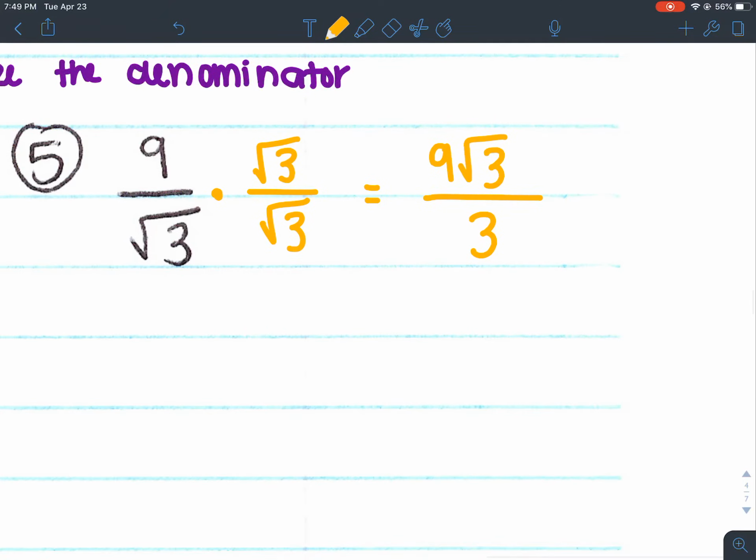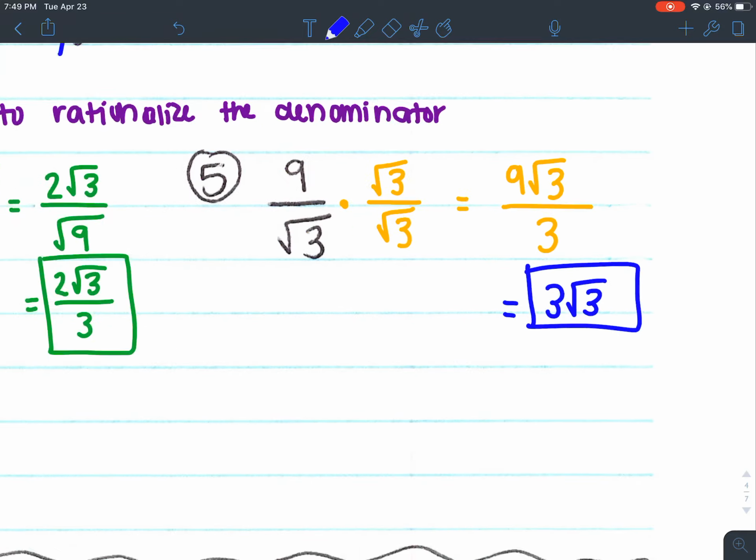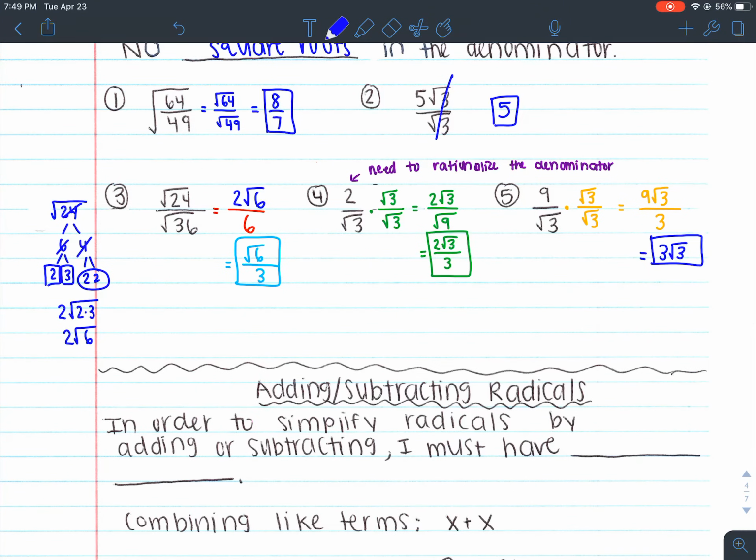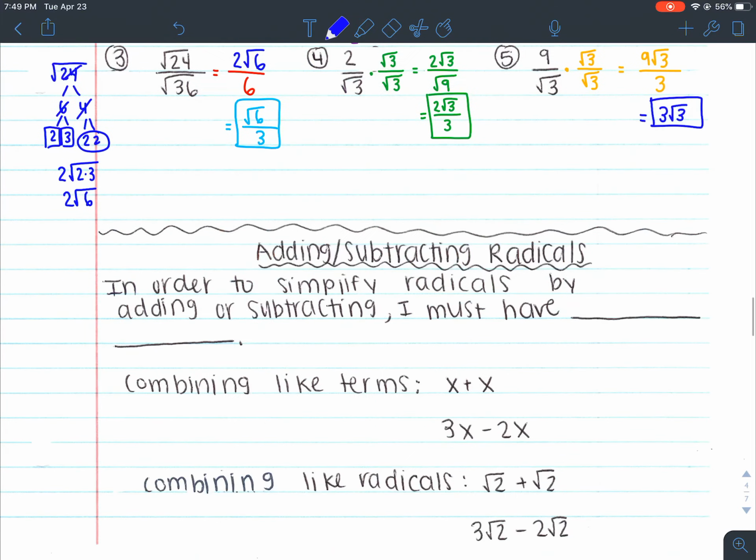Okay? Now I'm almost done. I can simplify this one more step. I can do 9 divided by 3 here. So that's going to be 3 square root of 3, because that simplifies. All right, so that is dividing radicals for you. And there's obviously harder problems out there, but this is kind of just the basics.